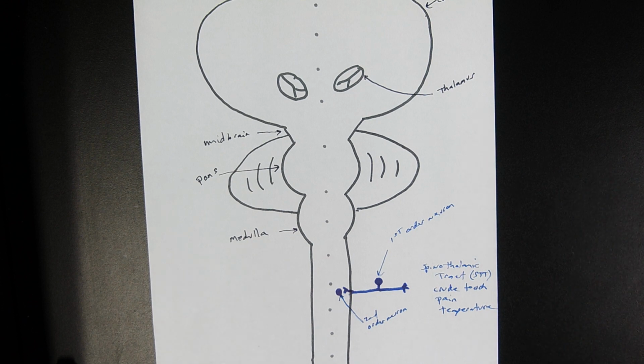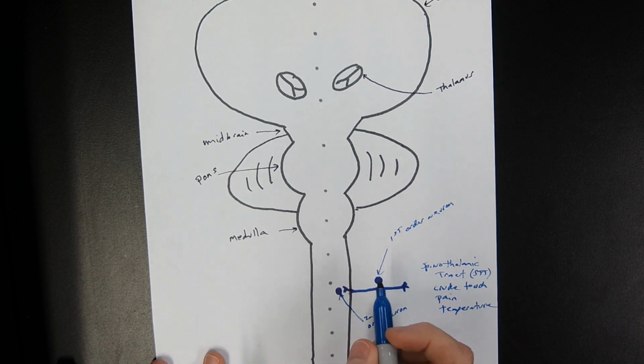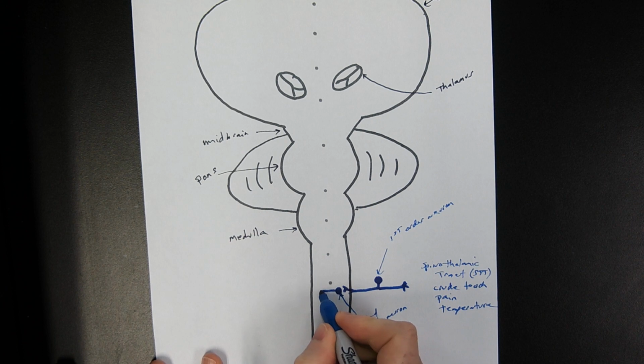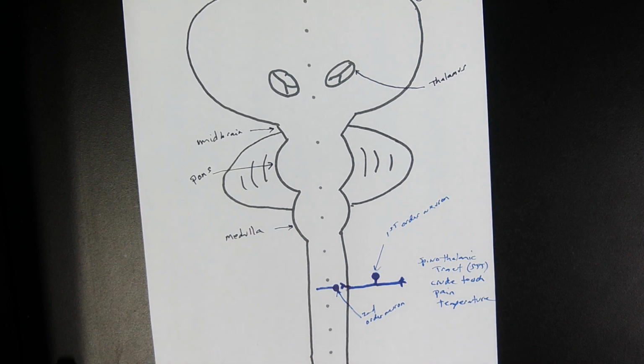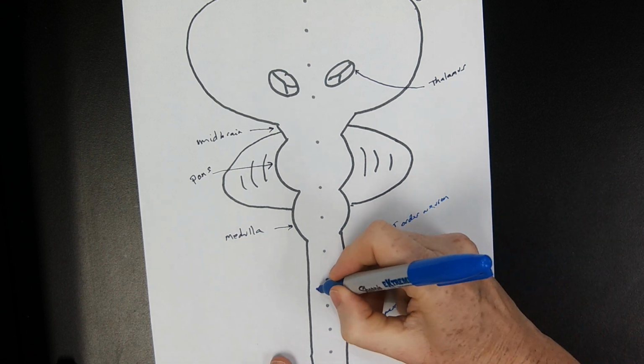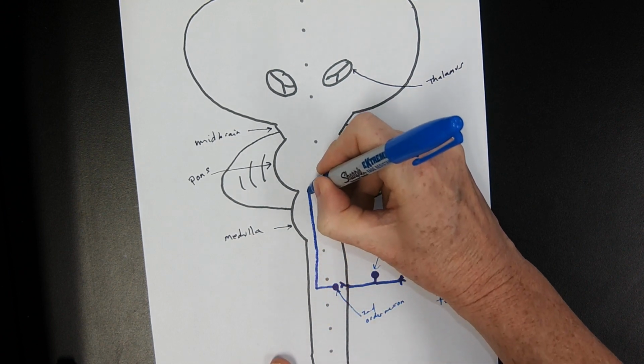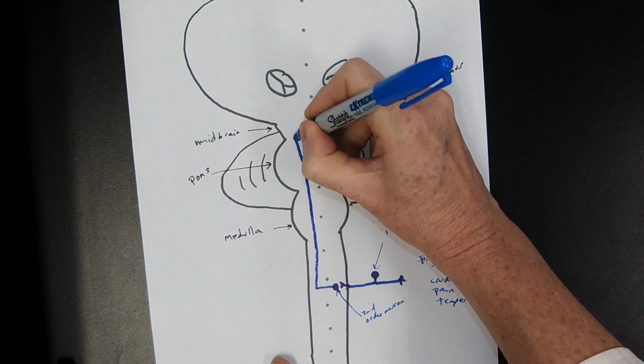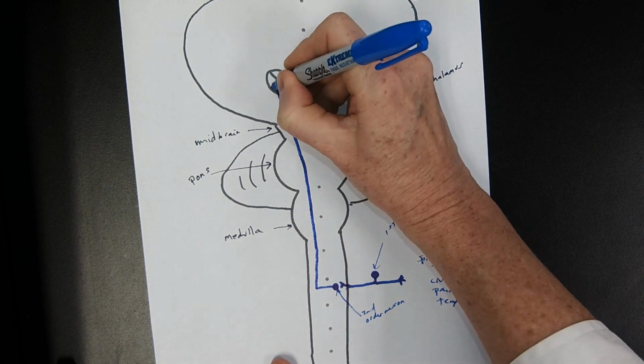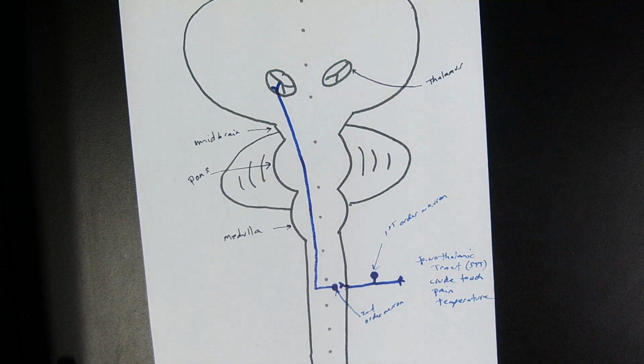Does anybody remember what happens with the second order neuron? It does something special. Always decussates. Good. Goes to the opposite side. Perfect. So that's how it gets to the opposite side. The spinothalamic tract makes its decussation at the level of the spinal cord. Whatever level it is, it crosses over immediately, and then it travels up through the spinal cord, through the medulla, through the pons and midbrain, and then synapses here on a third order neuron.